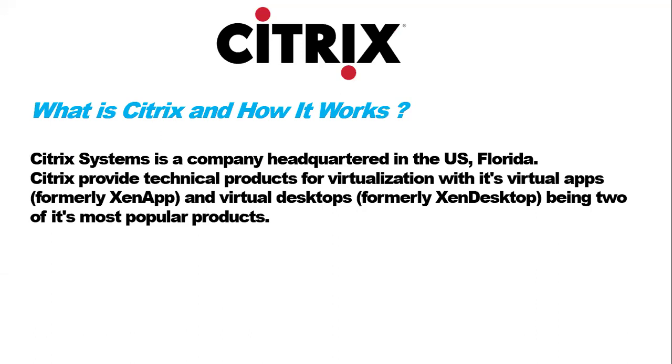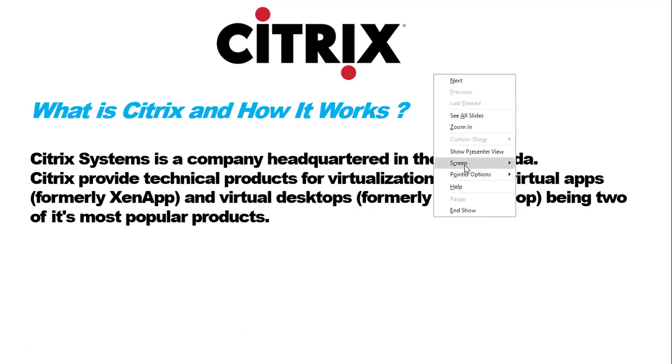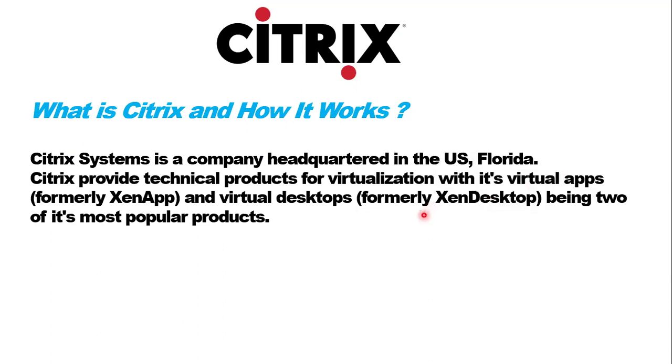So basically, the basic definition is that Citrix is a company having headquarters in Florida, US, and it is most popular for two virtualization products. The product names are Virtual Apps and Virtual Desktops. Formerly, those products were named XenApp and XenDesktop, but now they have renamed XenApp to Virtual Apps and XenDesktop to Virtual Desktops. In the current version, you will find Virtual Apps and Virtual Desktops only. XenApp and XenDesktop are the older names.